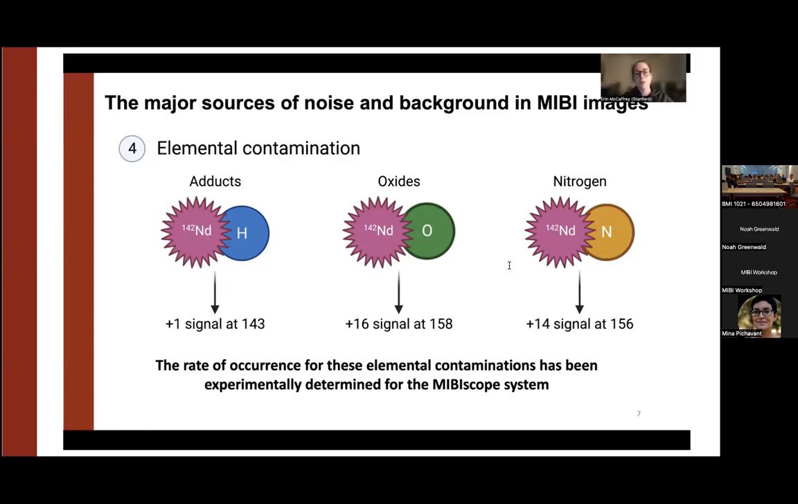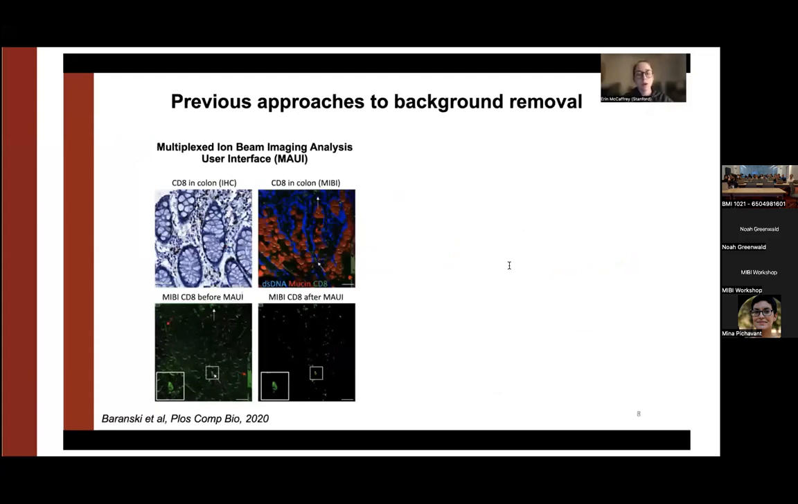And so now that we've walked through the various sources of background, it's important to understand why previous approaches to achieving background subtraction might have limitations that result in problematic processing of MIBI-TOF data sets. Up until this point, we've had two primary approaches to performing background removal. The first was a pipeline developed in our lab known as the Multiplex Ion Beam Imaging Analysis User Interface, or MAUI. This is a graphical user interface in which the user can empirically choose various sources of background and then produce a mask of that background signal, which they'll then use to subtract contaminating signal from each of their mass channels of interest.